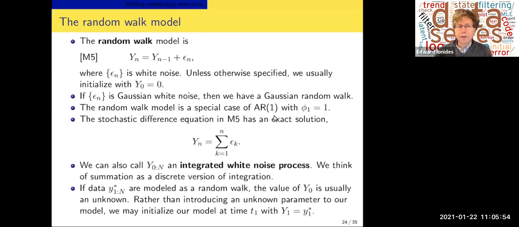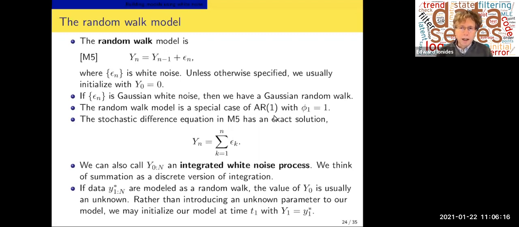Part 3 of chapter 3, we're going to look at the random walk model, continuing from slide 24. So the random walk model is a very simple model. Here it is in M5. Yn is yn minus 1 plus epsilon n, where epsilon n is white noise. And despite being such a simple model, it's also quite a useful model.